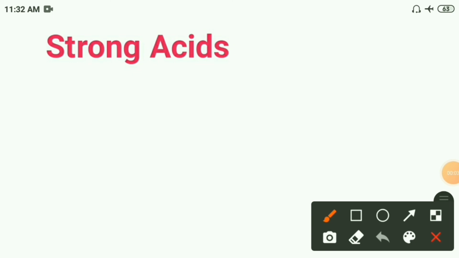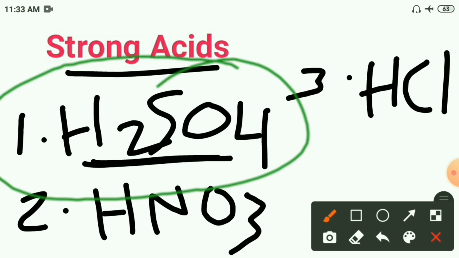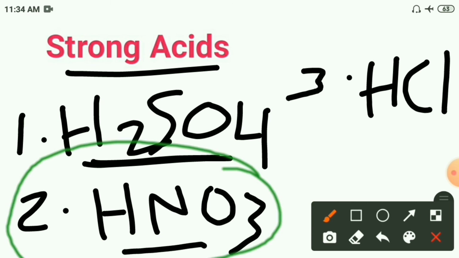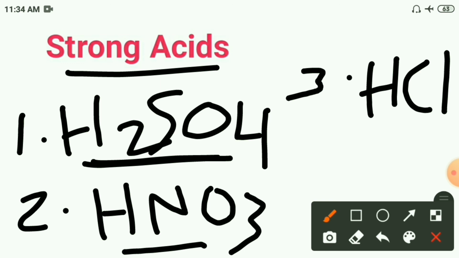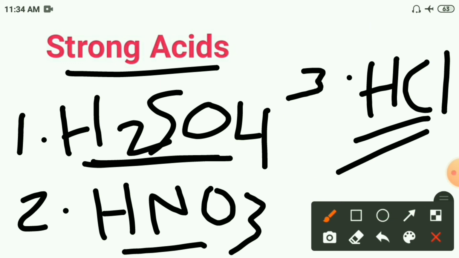Now we can look at the best examples of strong acids. Firstly, H2SO4. Its chemical name is sulfuric acid. It is a very strong acid. That's why this sulfuric acid is called the king of chemicals. And next, HNO3, its chemical name is nitric acid. And third, HCl, its chemical name is hydrochloric acid. So these three are the best examples of strong acids.